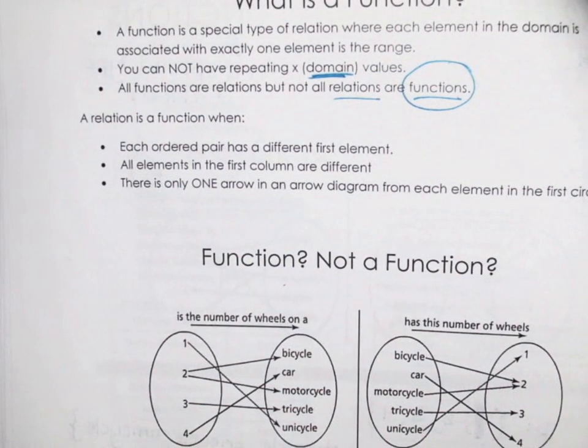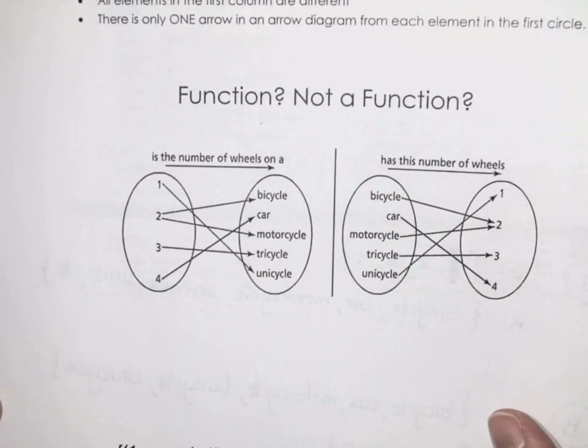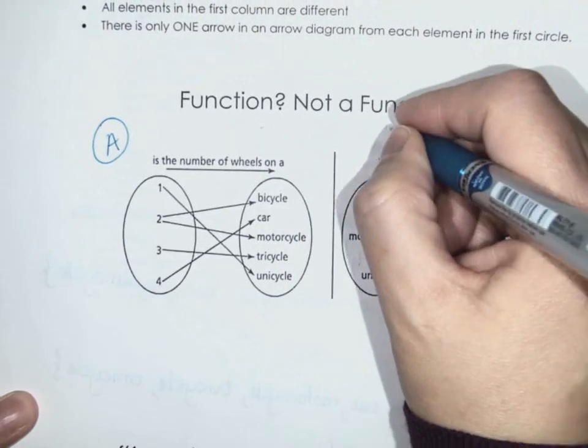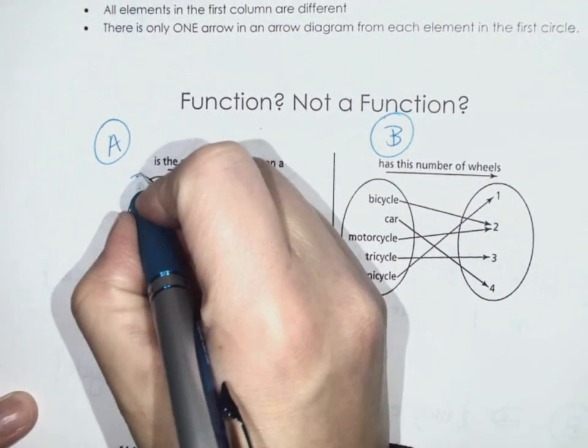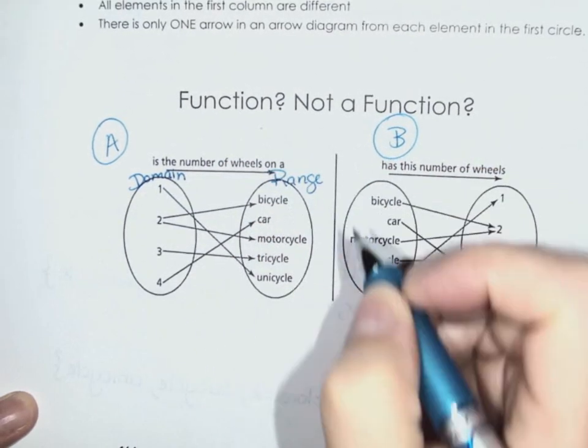Okay, so each ordered pair, this is how you check to see if something is a function. Each ordered pair has a different first element. So all the numbers are different in that first set. All the elements in the first column are different. And there's only one arrow in an arrow diagram from an element in the first circle. Okay, you ready? So we're going to say, is it a function or not a function? This is A and this is B. This would be my domain because it's set 1, and this would be my range.